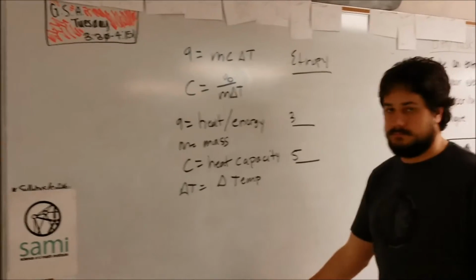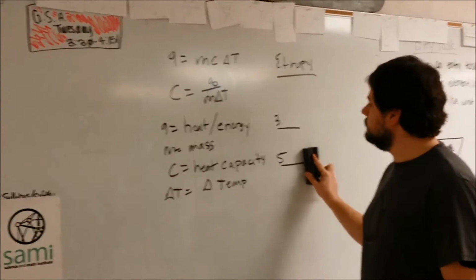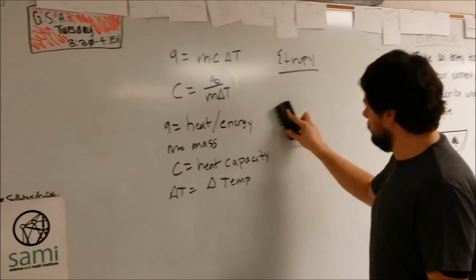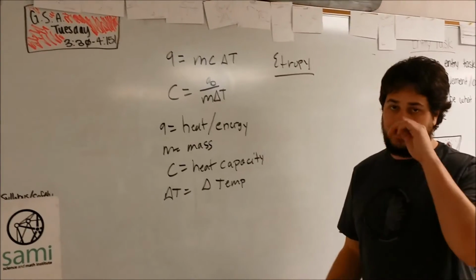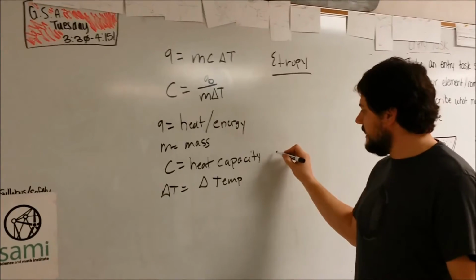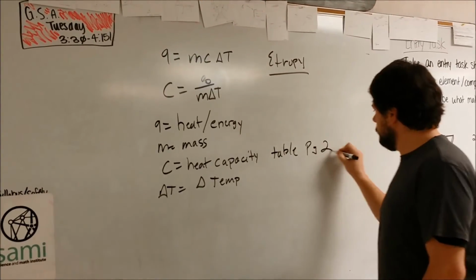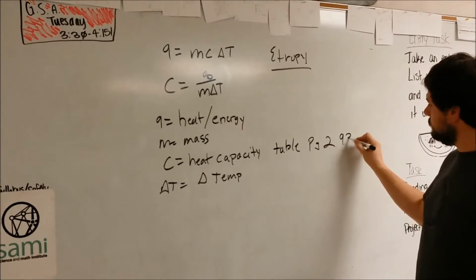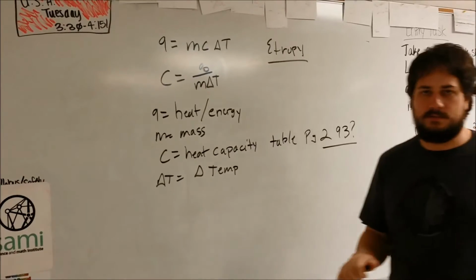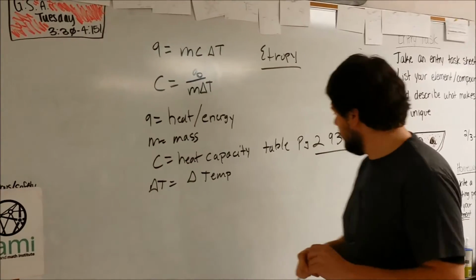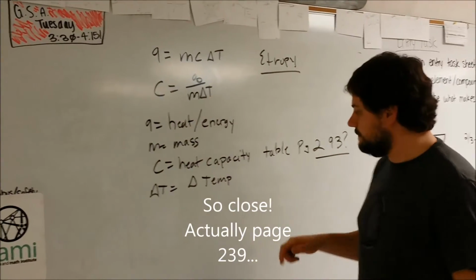And heat capacity will always be given to you. It's a constant for each element. It's not something that you need to memorize. There's a table on page 293, something around there. I'll check on that. Somewhere in there there's a table, and you will be given those as well.